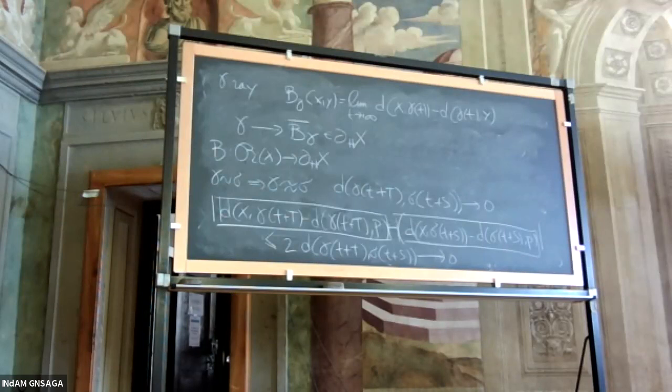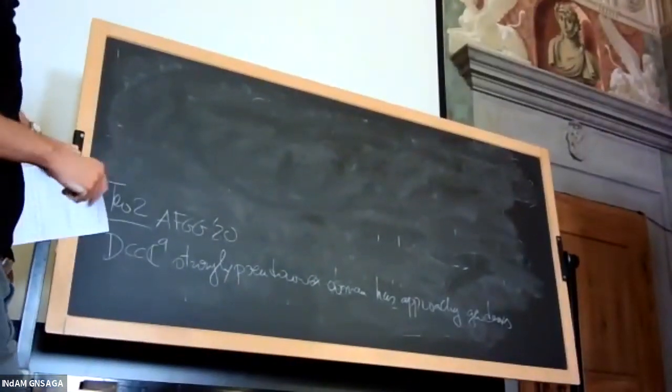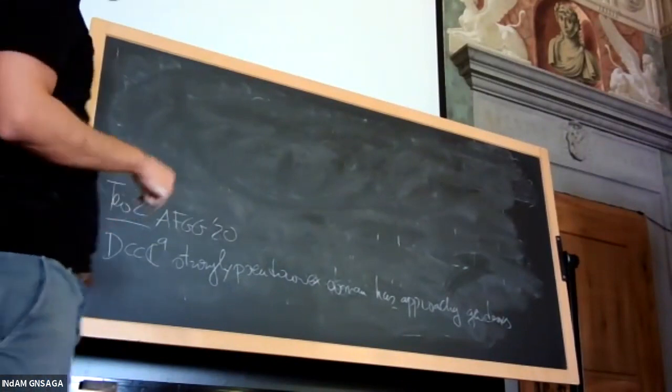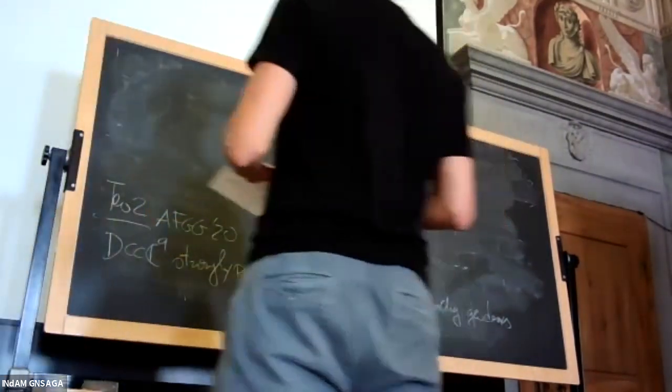Okay, so we have this. We want to prove this. So we have two geodesic rays in a strongly pseudo-convex domain, and we assume that they are asymptotic but not strongly asymptotic.